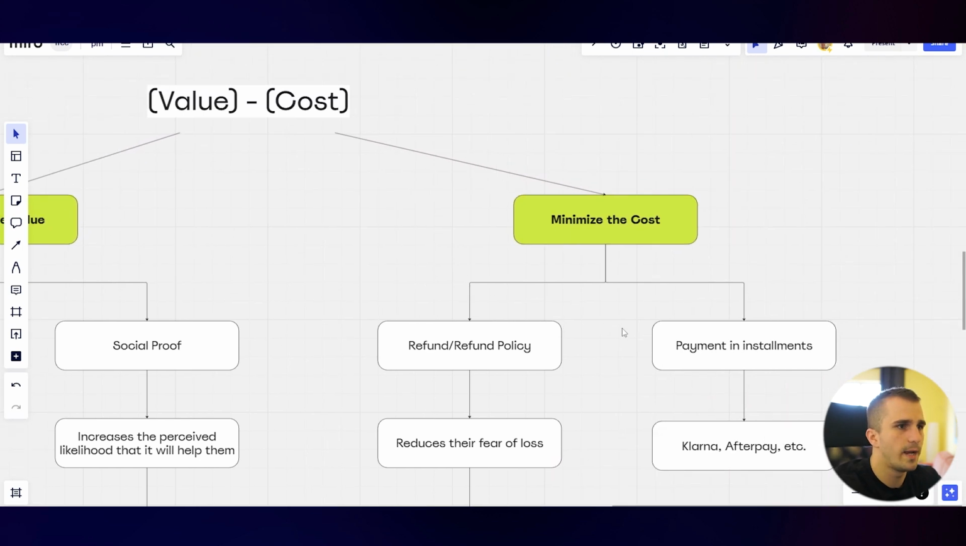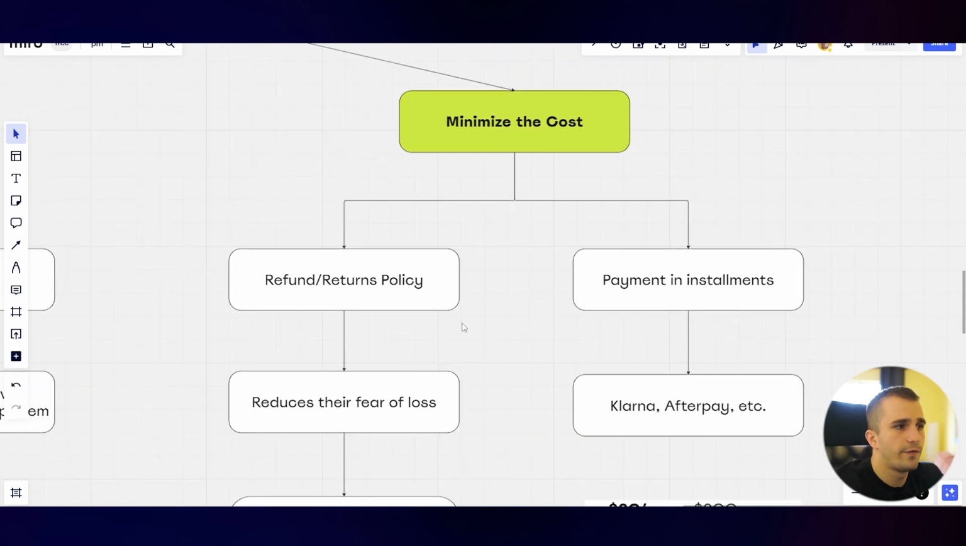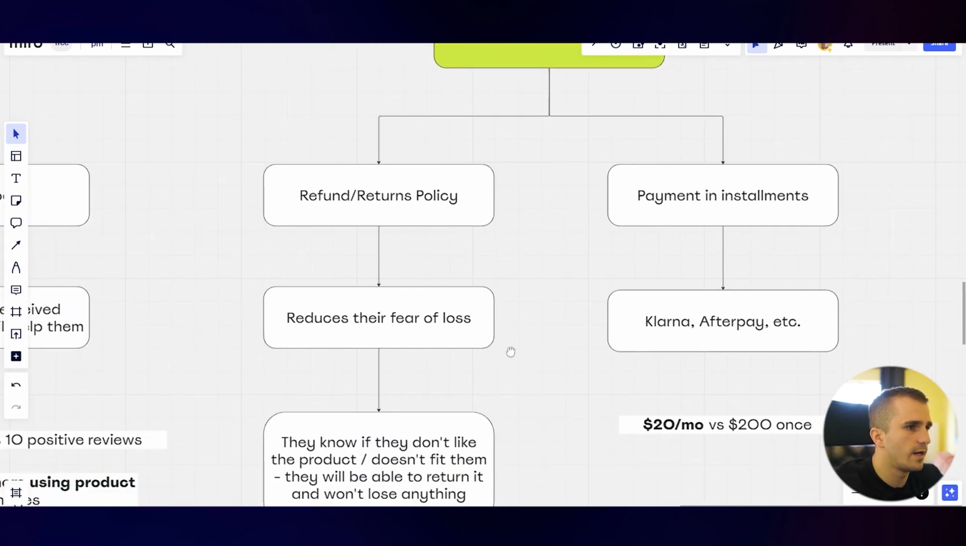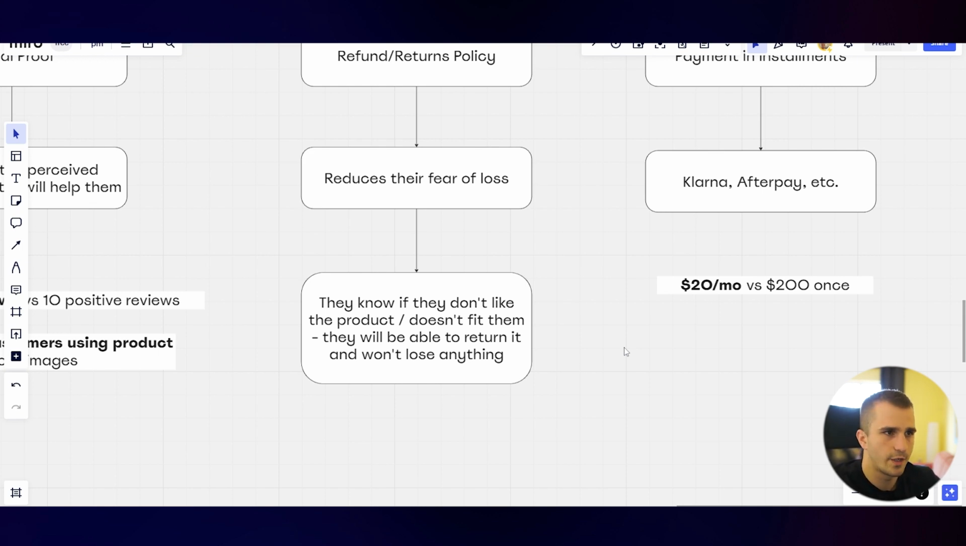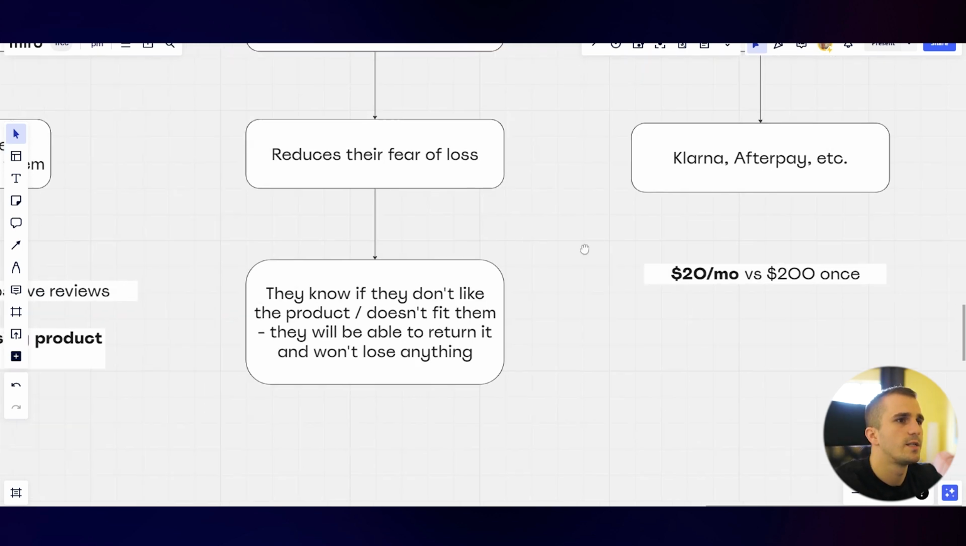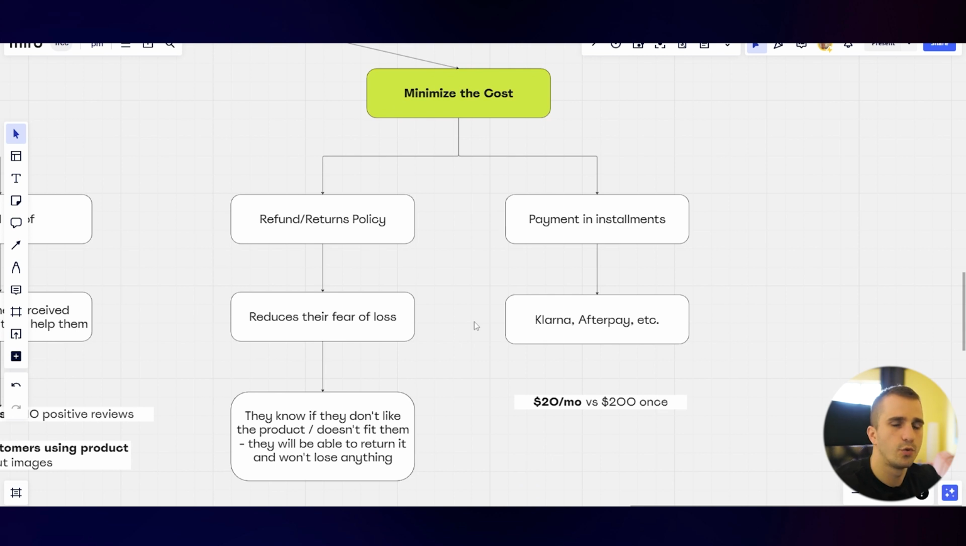How can you minimize the cost of your product? By having the refund and returns policy, you reduce their fear of loss, and they know if they don't like the product or it doesn't fit them, they will be able to return it, and they won't lose anything. So just by doing that, you reduce that fear of loss, because it hurts more to lose something than to gain something, and you just want to minimize that fear of loss from them, and that way you reduce their perceived loss.